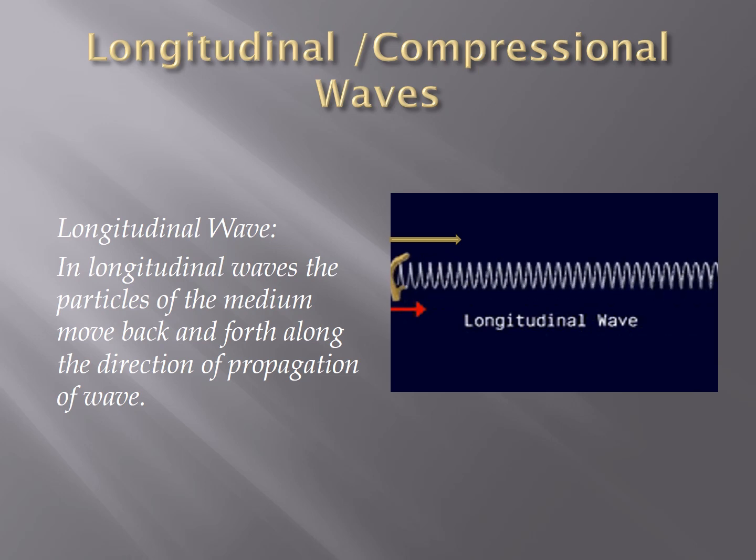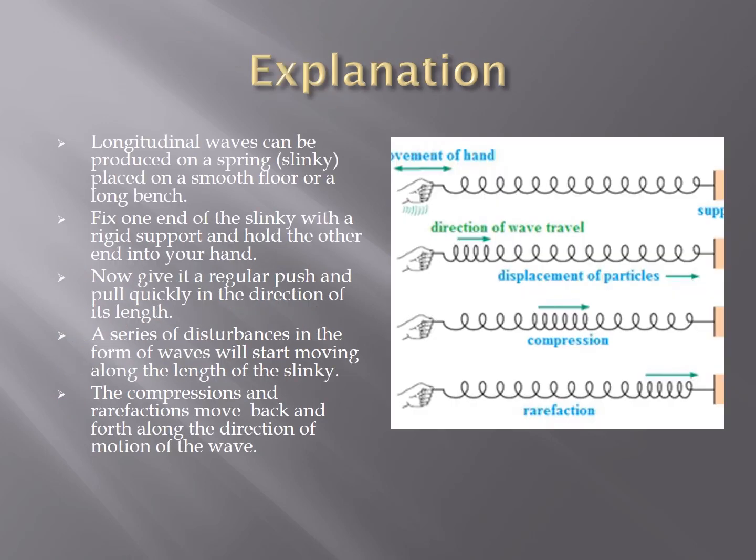As you can see once again, two arrows are there, one brown and one red. The brown color represents the direction of propagation of the wave, and the red color represents the direction of vibration of the particles. Both lines are parallel to one another, which justifies the definition as well. Now I am going to discuss this example in detail.